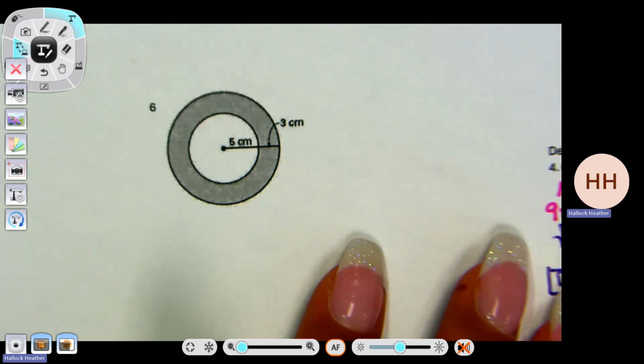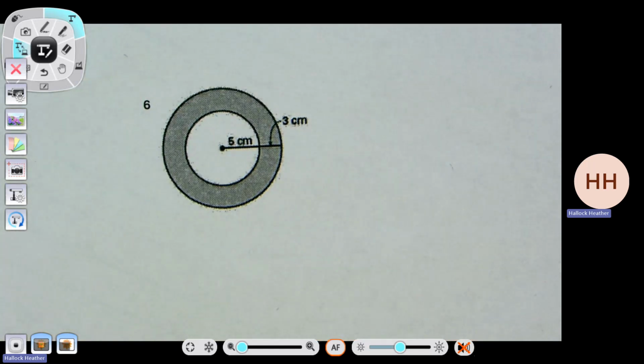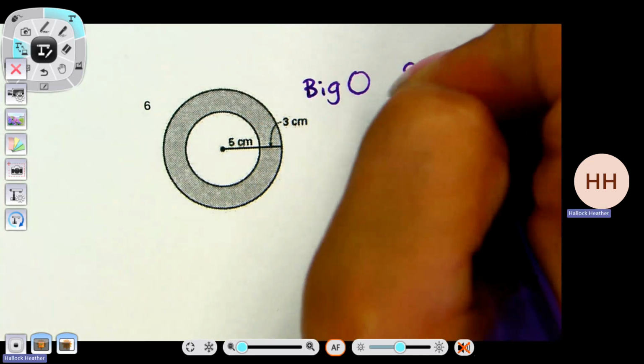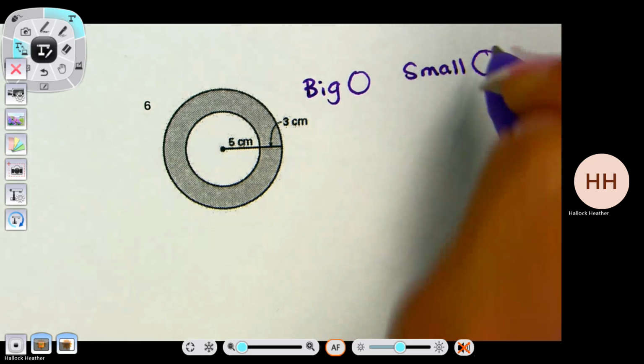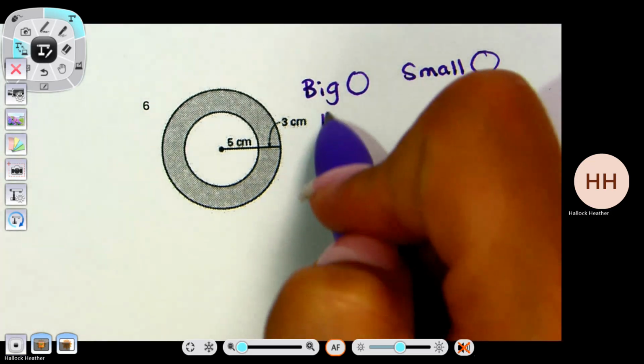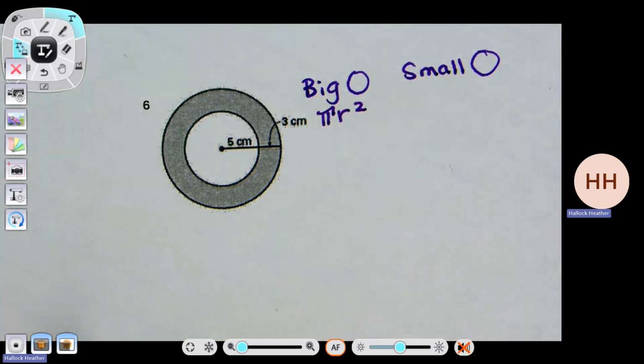So let's go to number 6. I was going to do number 10, but let's do number 6. We have 2 shapes. I have 2 circles. We're going to say one's the big circle, and then I have a small circle. We just did area. Area is pi r squared for circles. So let's talk about the big circle first.